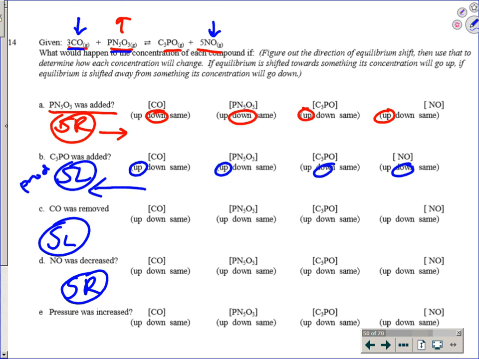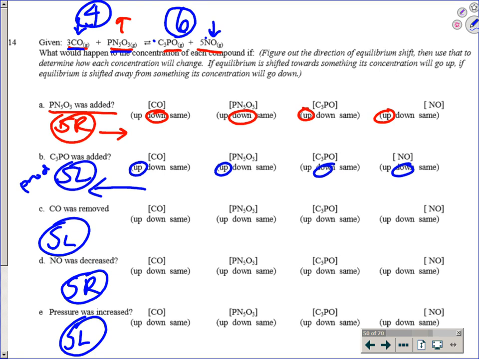Pressure was increased. So what's our problem right now? Too many collisions. We have too much stuff, right? So do I want to go to the side with more stuff or less stuff? Less stuff. That means fewer gases, right? We have 3 moles of gas plus 1 mole of gas, so that's a total of 4 moles of gas. And then we have 1 plus 5, so that's a total of 6 moles of gas. So that's definitely going to be a shift left because you want to go to the lesser moles.